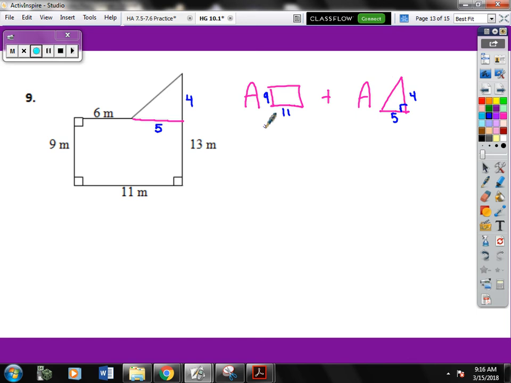So the area of a rectangle is length times width. The area of a triangle is 1/2 times base times height. We'll get 99 plus 10, which will get us 109 square meters.